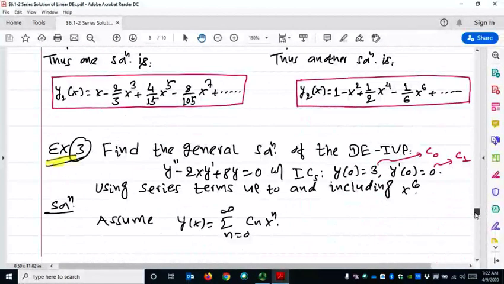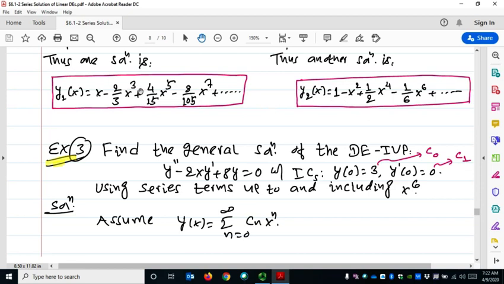Example 3. This time let's find the general solution of the differential equation, an initial value problem. This is a second order linear differential equation, and the given initial conditions are y(0) is 3, y'(0) is 0, using series terms up to and including x to the 6. Wow. So now what we do, we find these two solutions first, and then we combine.